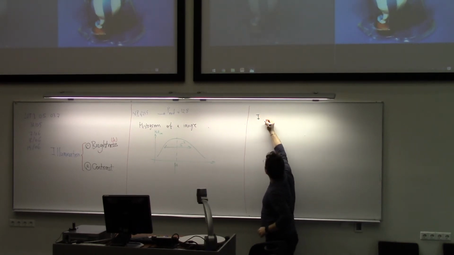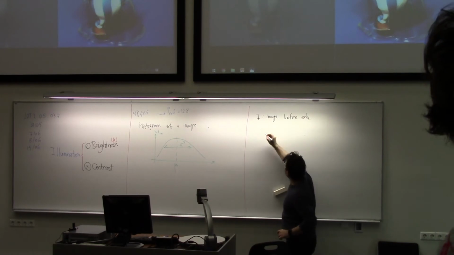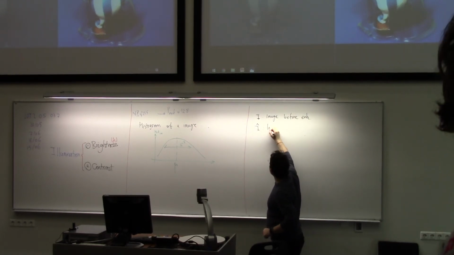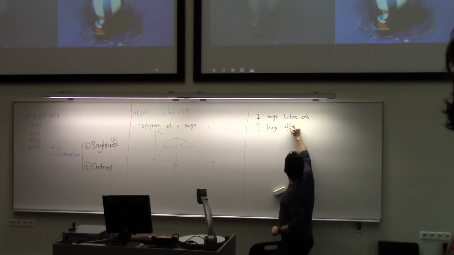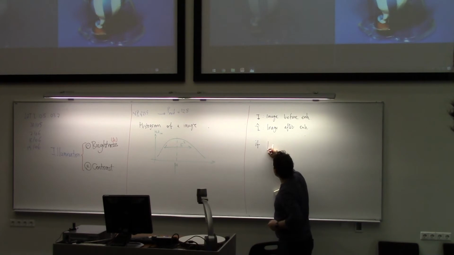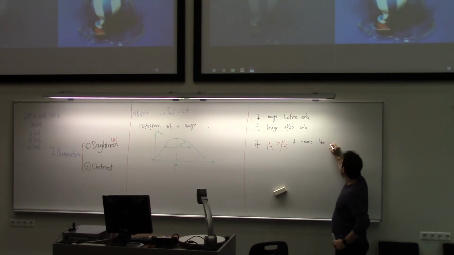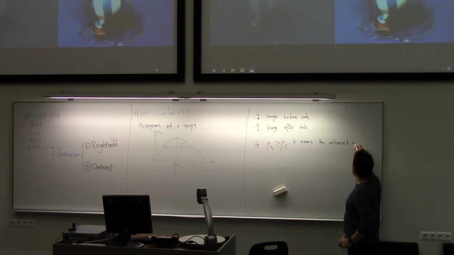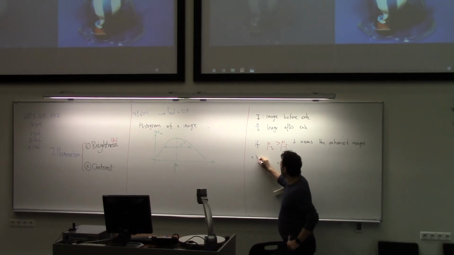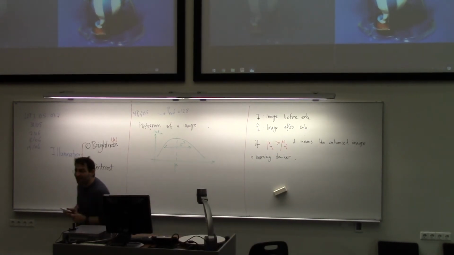Let's call I the image before enhancement, and I hat the image after enhancement. Okay? If mu I is greater than mu I hat, it means the enhanced image is becoming darker. Now, look, an image becoming darker does not mean the image is dark.